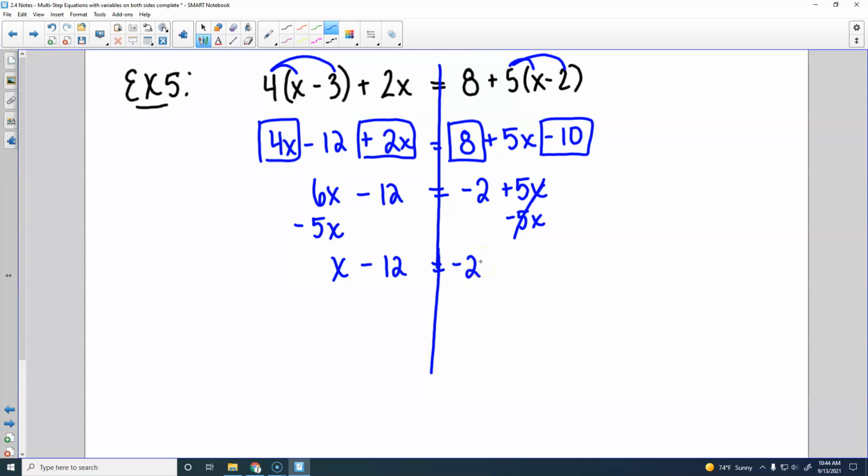And then Presley, what's the last step? Very good. And what will we get? Are you sure about that? It is a negative 2 plus 12 is 10. Good. So 10 is our answer there.